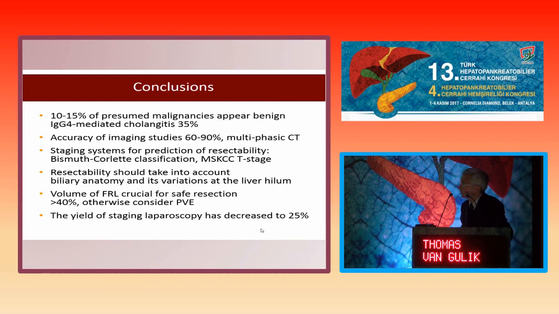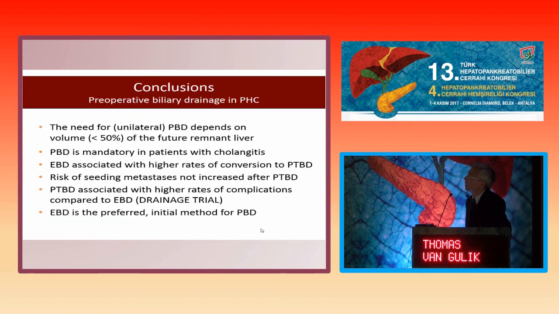The volume of the future remnant liver is important, 40%. Otherwise, consider portal vein embolization. When you look at the series from the Far East, they do much more portal vein embolization than we do in the West. So I think we need to have a more liberal use of portal vein embolization, and the yield of staging laparoscopy has decreased and should only be used in selected patients.